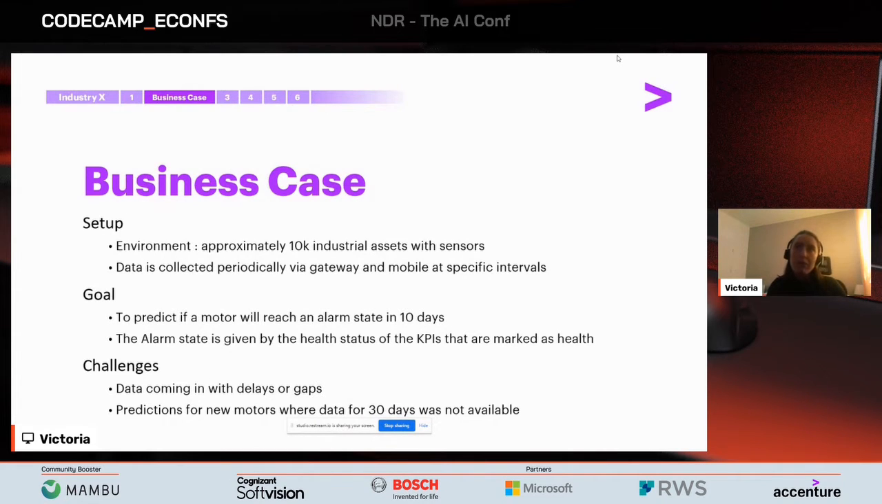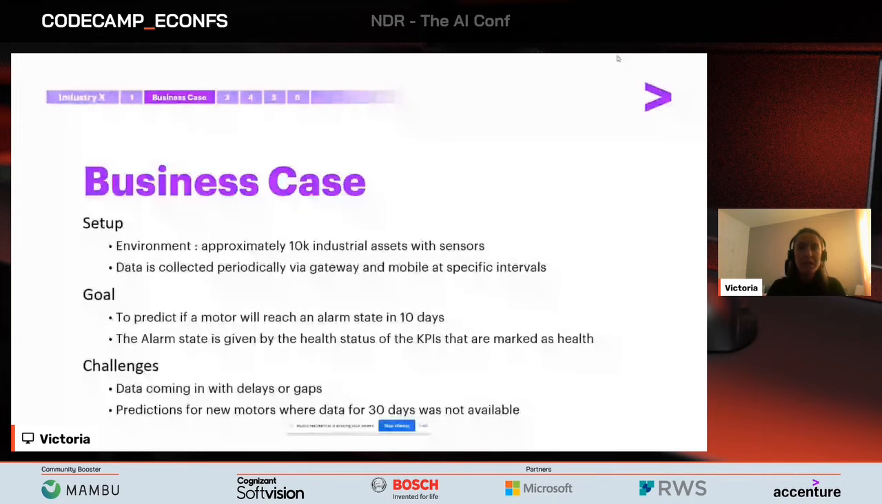The setup. So our environment consists of approximately 10,000 assets. These assets are of various types. They can be motors, pumps, bearings, gearings, and have some sensors mounted on them. These sensors collect data. So we receive daily KPIs, or better said, measurement types. These measurement types can be skin temperature, vibration, running time, bearing condition, and so on. And these are collected every day via gateway or via mobile.